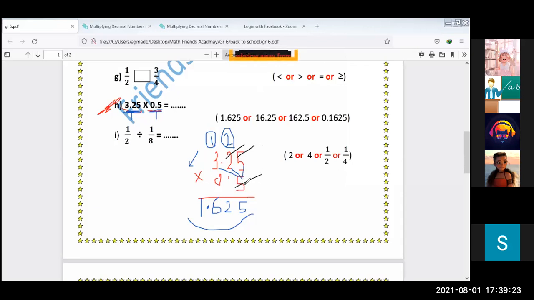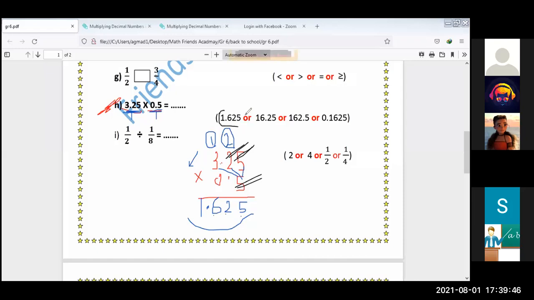Teacher, this is the other factor. It's okay. Count all of them. This is your decimal and this is your decimal. Count 1, 2, 3. It means in your answer, you will put your decimal point after 3 digits from the right: 1, 2, 3. So it will be 1.625. Okay, grade 6, do you have any question?